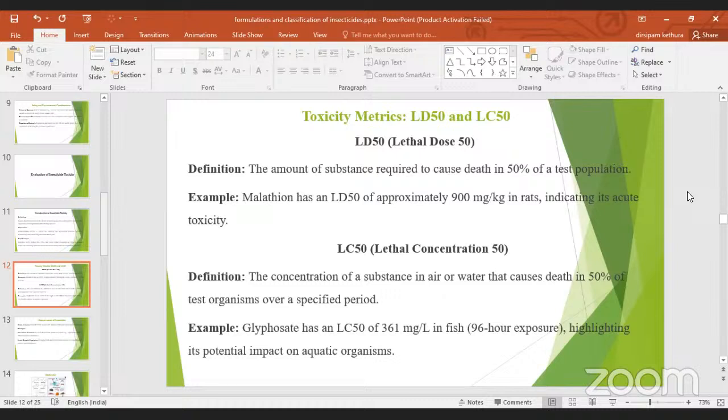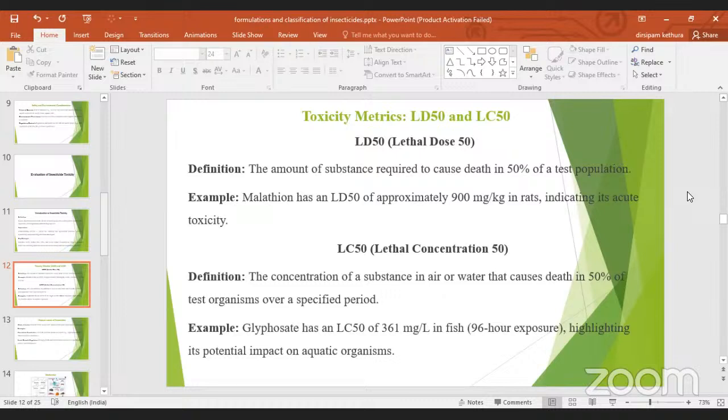Here I have given you an example. Malathion is a chemical. It has an LD50. That means it has a toxicity metric of LD50 of approximately 900 mg per kg in rats, indicating its acute toxicity. We should know about this. Okay, not only for this chemical, for all the chemicals we should know the toxicity metrics.